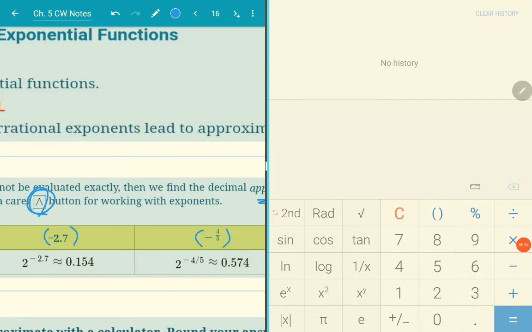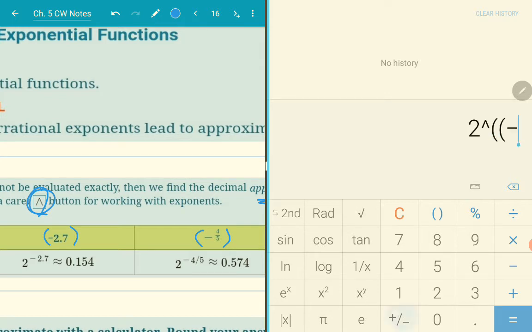We have negative 2.7 as the exponent on 2 as the base. So we take 2, and then my key is the x to the y power. I click that, and notice how that turns into a caret on my screen. It gives me a parenthesis right away so I don't forget. Not all calculators do that. This is my tablet calculator. Most calculators don't, so if yours doesn't, you need to make sure you put that parenthesis in.